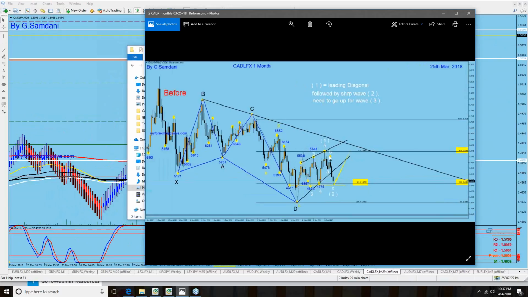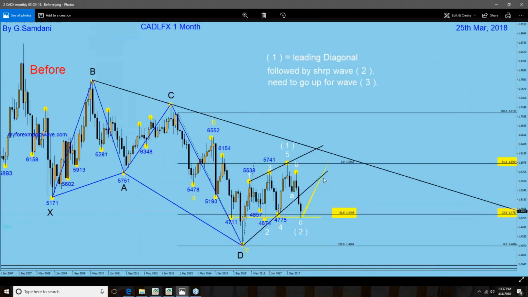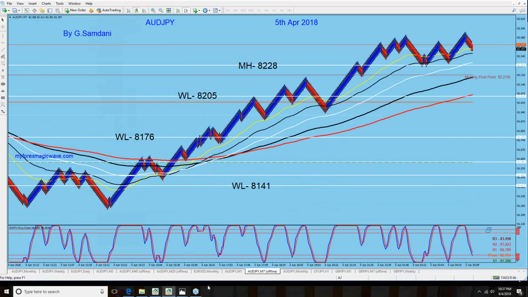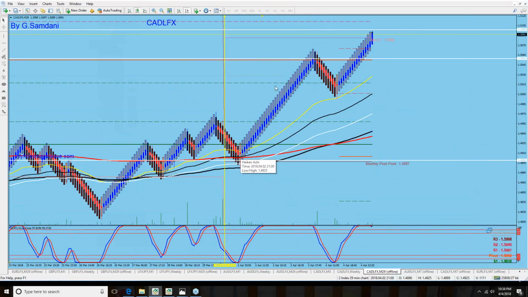This is a leading diagonal, wave 1 and then wave 2, and CAD index will be going to the upside and get strong. Every time it dips and then reverses, we have to see that it is going to the upside and CAD will be getting strong. When CAD is getting strong, wherever CAD is on the left hand side, those pairs will go up, and wherever CAD is on the right hand side, those pairs will go down. Like Euro CAD, Pound CAD, USD CAD, they will go down. CAD Yen will go up. We covered CAD Yen already, and I may cover it later in this video as well.